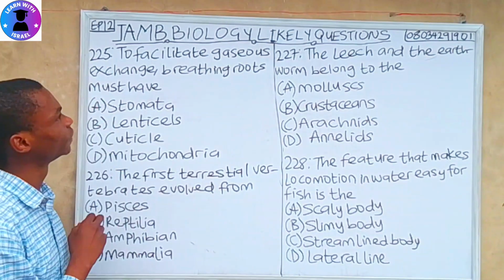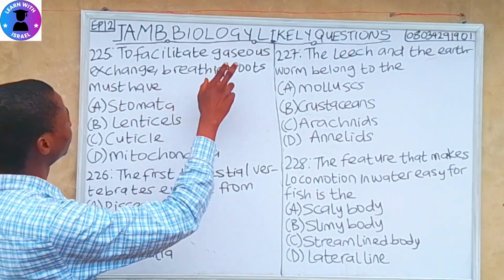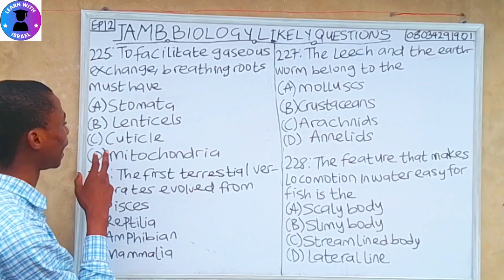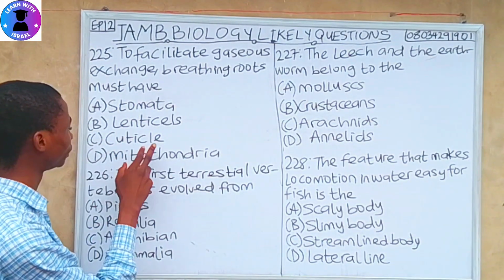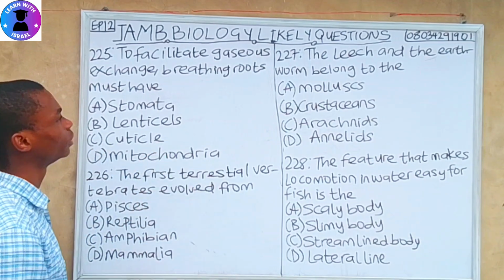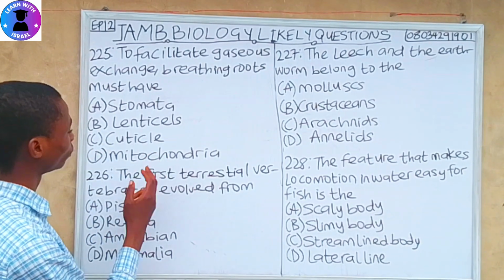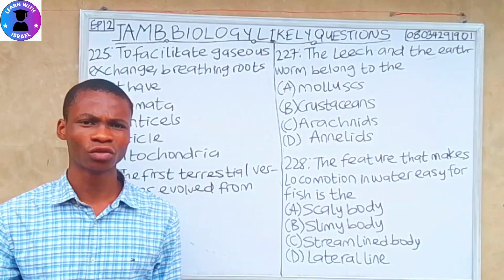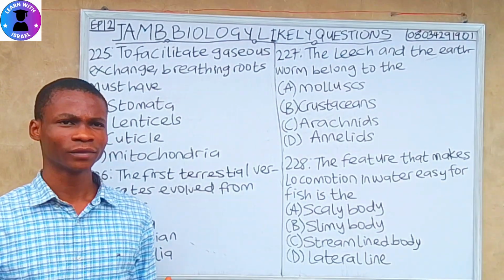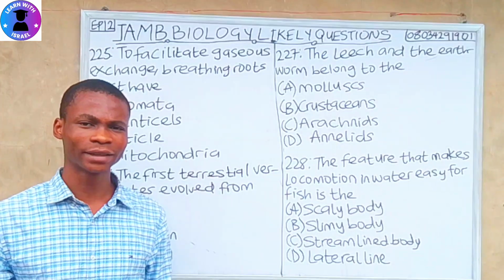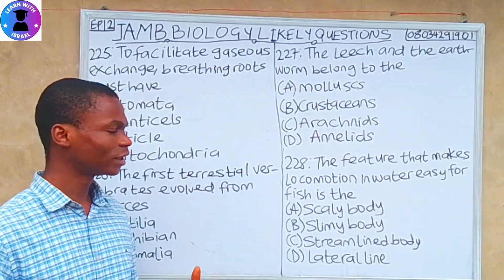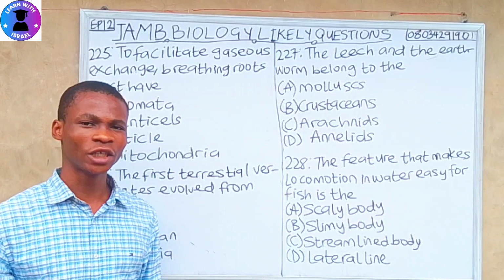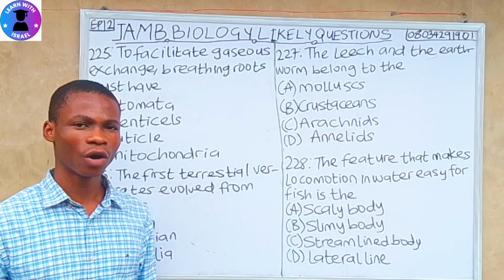Question 225. To facilitate gaseous exchange, breathing root must have A. Stomata, B. Lenticels, C. Cuticle, D. Mitochondria. So let's start from mitochondria. Mitochondria does not have anything to do with gaseous exchange. What mitochondria do is that mitochondria is the powerhouse of the cell. It functions as the powerhouse of the cell.